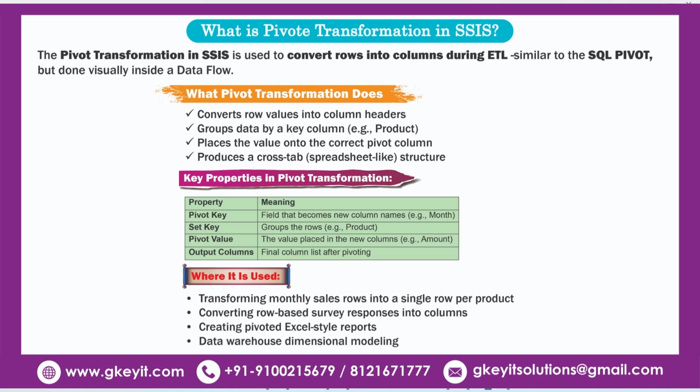What does pivot transformation do? It converts row values into column headers, groups data by key column, places the value onto the correct pivot column, and creates a crosstab structure. The key properties in pivot transformation are: pivot key, a field that becomes new column names; set key, which groups the rows; pivot value, the value placed in the new columns; and output columns, the final column list after pivoting.